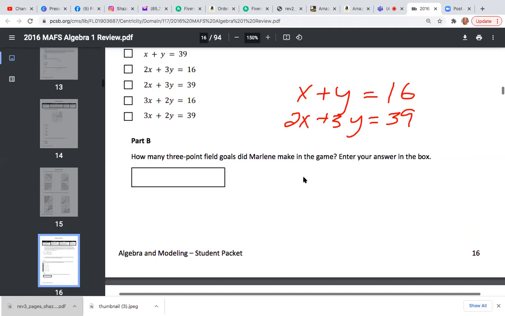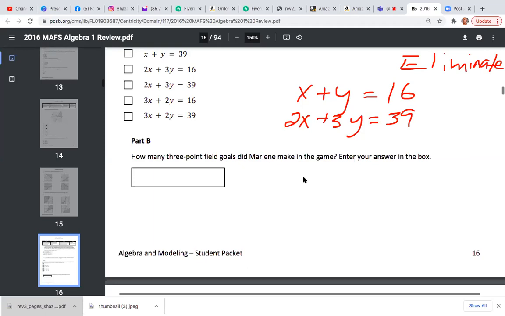For this one, I am going to use elimination again. And remember, when we use elimination, we are going to choose a variable to eliminate. And then we're going to make the coefficients the same with opposite signs. I'm going to eliminate the x variable, and the reason why I'm eliminating the x variable is because we're looking for the 3-point field goals. Y represents the 3 points, okay?